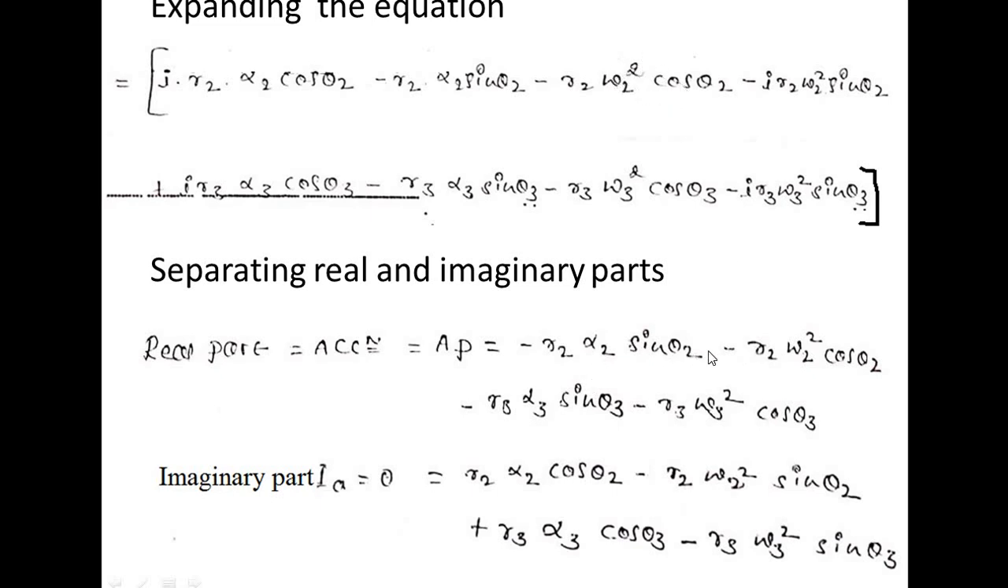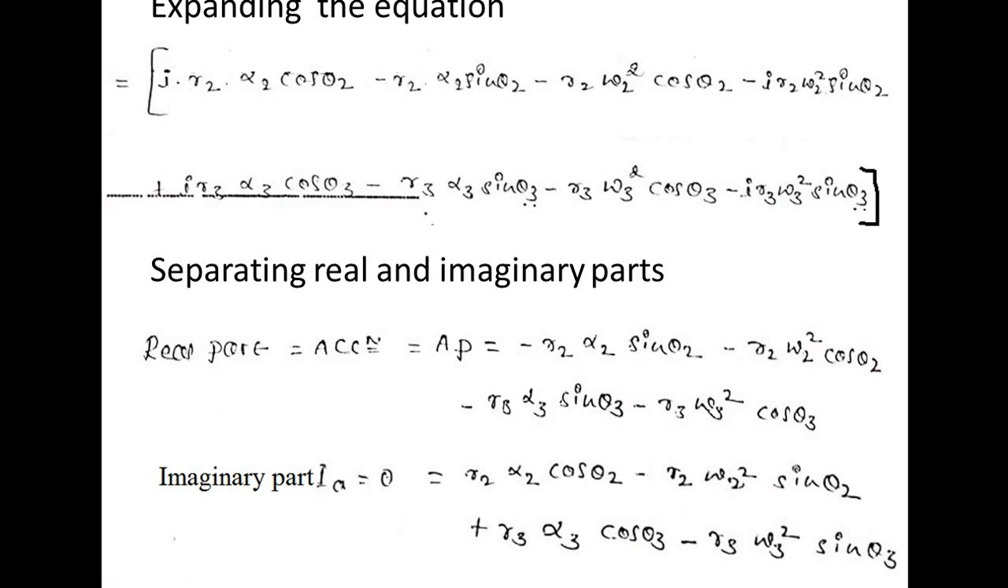So that we will write separately here. The real part terms, whatever you have in the equation, you separate them. So this is also a real term, and this is a real term. So all this with negative sign, you take as the real part of the equation. So that gives the acceleration of the piston.